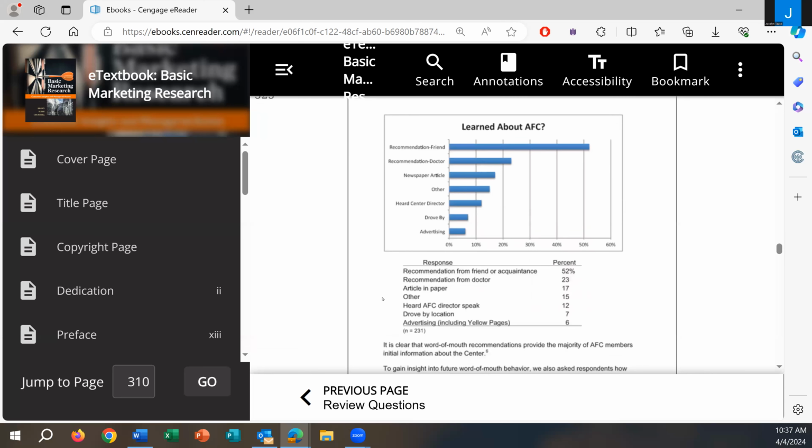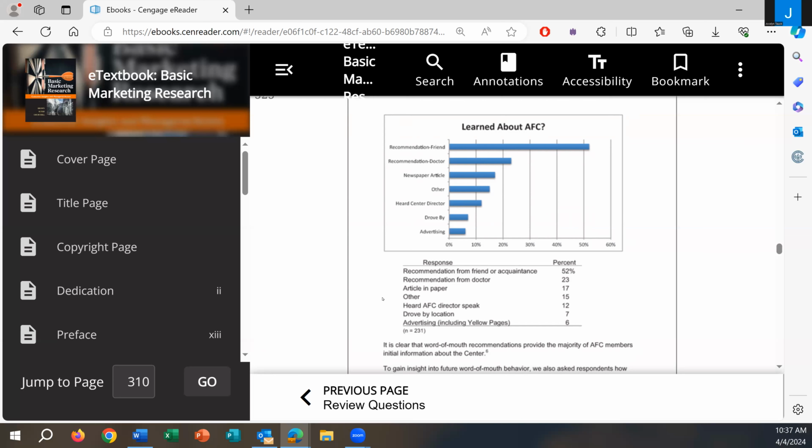And we find that the largest percentage were recommendations from a friend, recommendations from a doctor, newspaper article, and other. So that tells us right off the bat that if we're going to put money into promoting the fitness center, we probably want to put together some kind of referral program where people refer other people and they get a free month of gym membership, or some extra incentive at the gym, so that we can continue to increase the recommendations from friends.